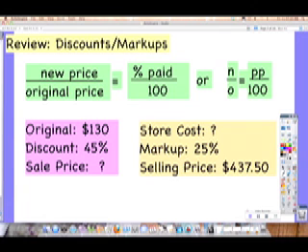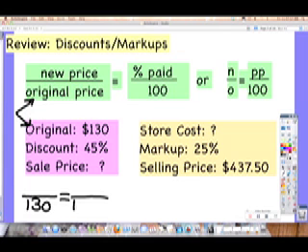Equals, oh, you know what? This one doesn't look too bad. 100 is always right here. Where does the 45 go? Okay. X here. We might have to do something. All right, Chevy, 45 times 130 divided by 100. Yeah. I'm going to put 50, right?